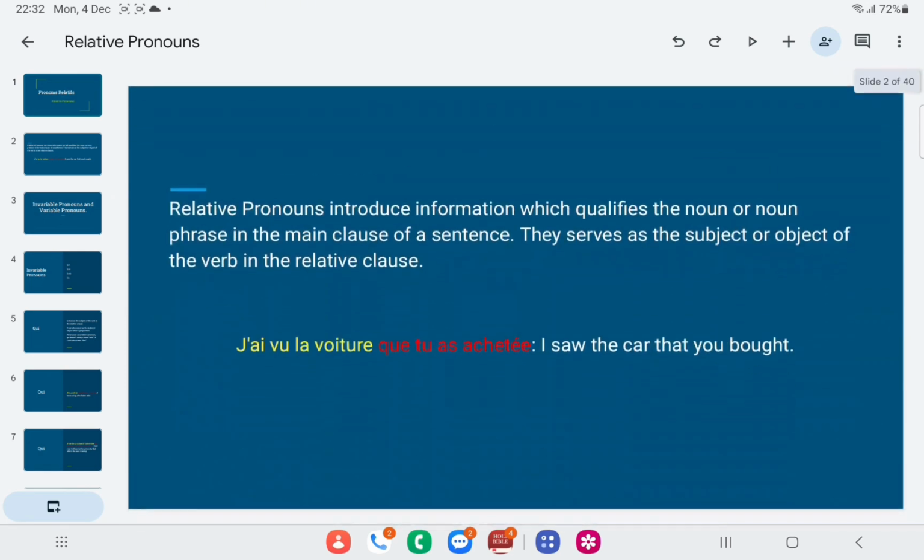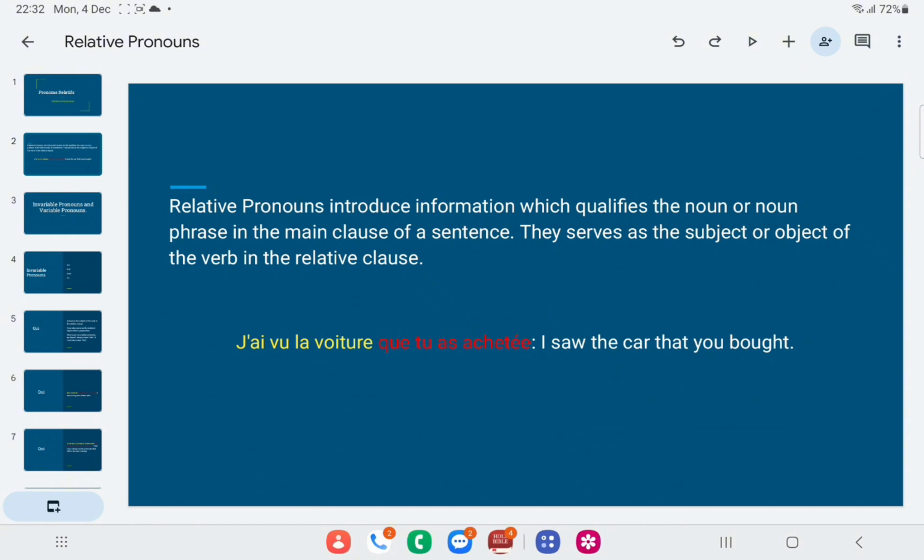What are relative pronouns? Relative pronouns introduce information which qualifies the noun or noun phrase in the main clause of a sentence. They serve as the subject or object of the verb in the relative clause. So, here is an example.